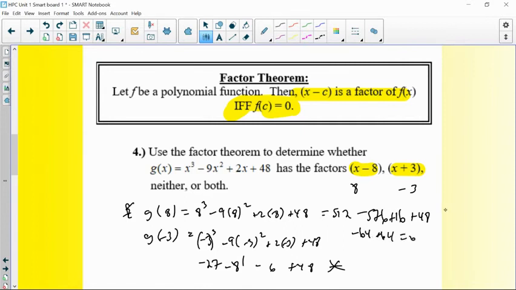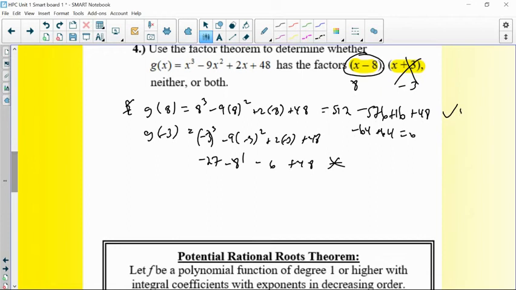Oh, so look at that. Initially, I thought it was wrong, but it is right. So this one gives me 0, so I know that this is definitely a factor. This one does not give me 0, so it's not a factor. Okay.